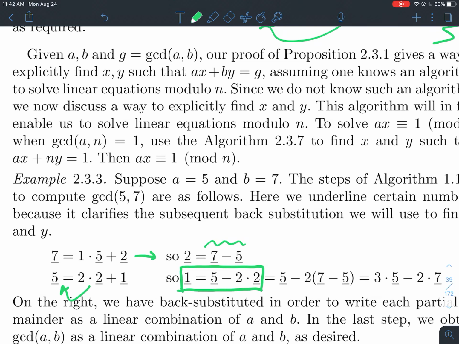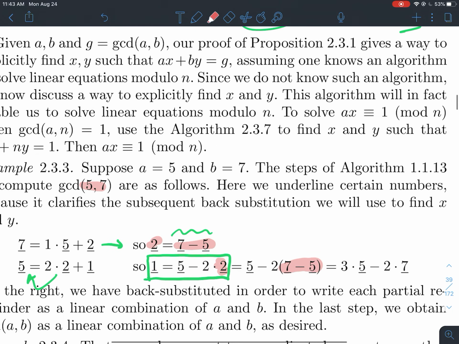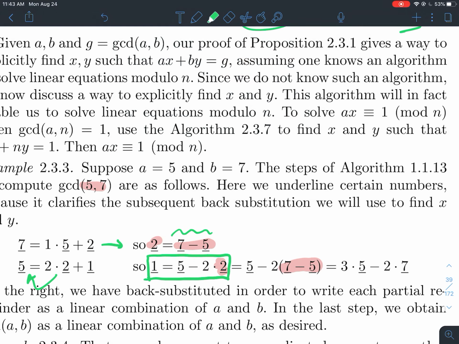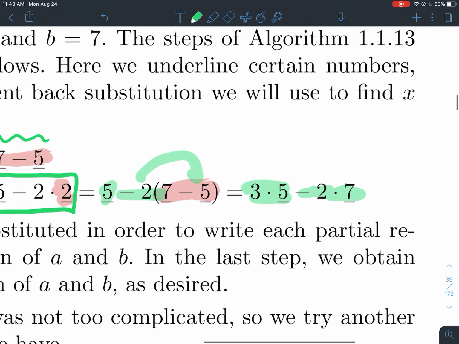But now what can I do? Remember that 2 is also some combination of 7 and 5, my A and my B. So I'm going to substitute that in for this 2 right here, and that's what we've done. Now we'll just see how many 5s and how many 7s I have. Well, in this case, if I can highlight a little bit more, let's try. This would be positive 2 5s plus another one right here would be 3 5s, and then I'd have minus 2 7s. So the point then is that we just wrote 1, the GCD of 5 and 7, as 3 times 5 minus 2 times 7.